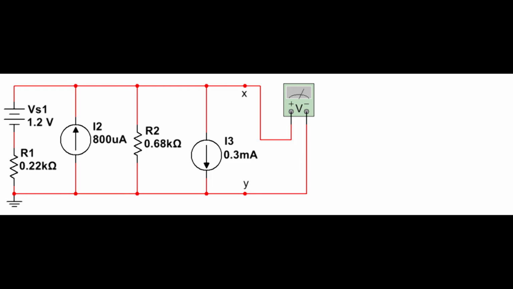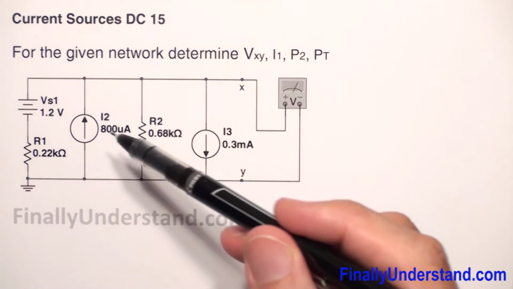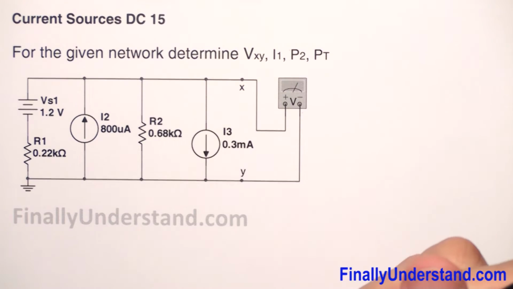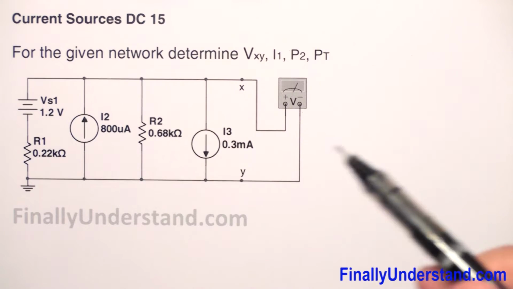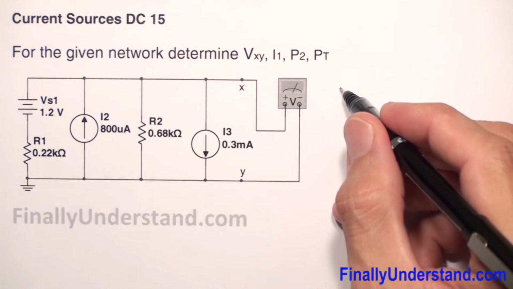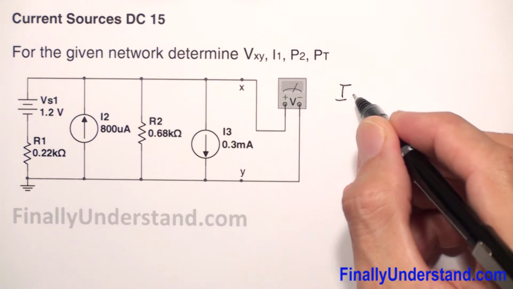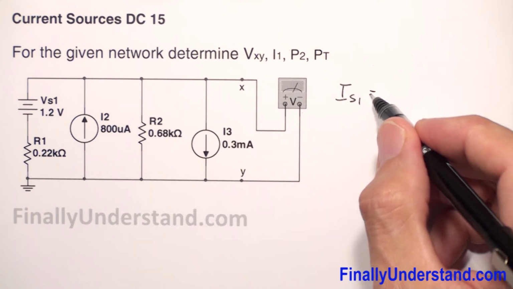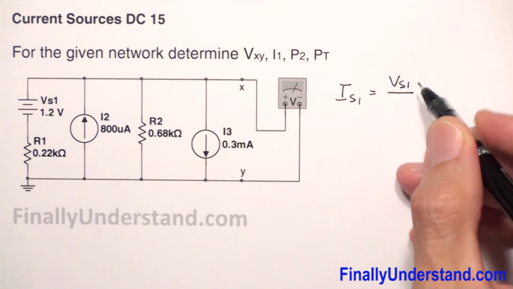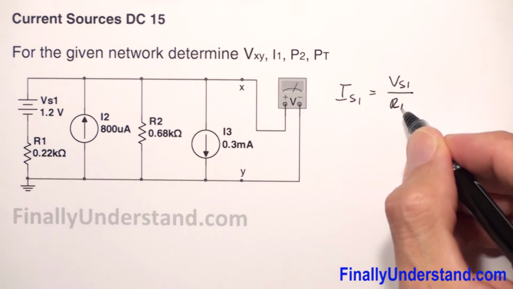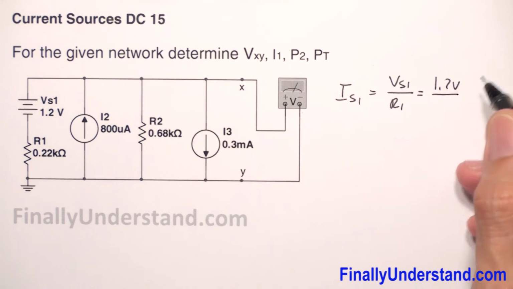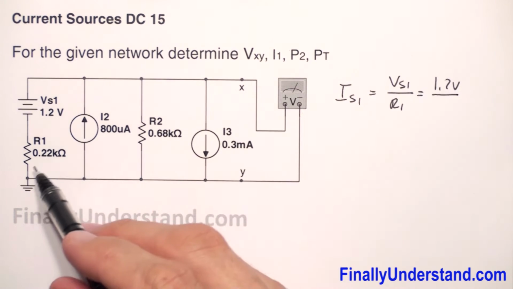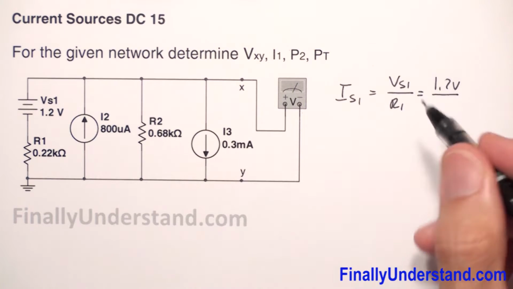Let's take a look at this example. Please notice that we have voltage source and current sources. So what I would do first, I would convert this voltage source to the current source. So let me find IS1. IS1 is equal to voltage source 1 over R1. This is equal to 1.2 volts divided by R1, which is nothing else, just 220 ohms.